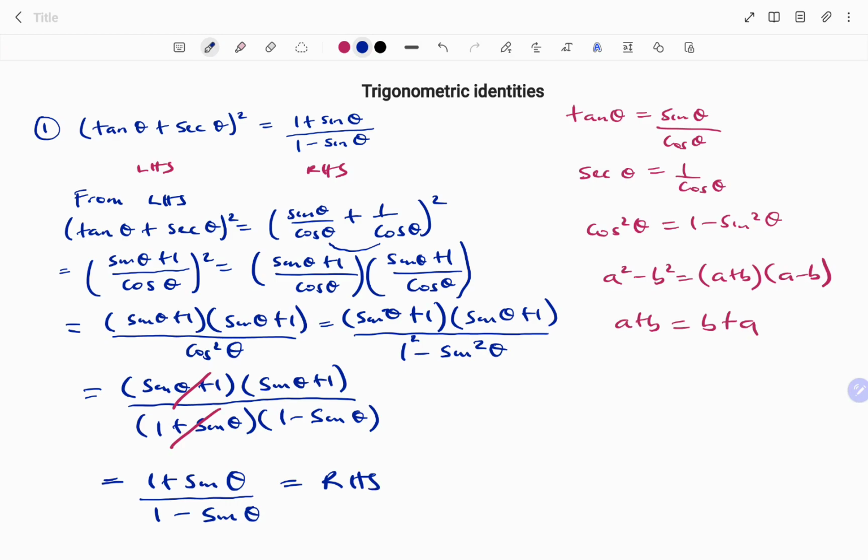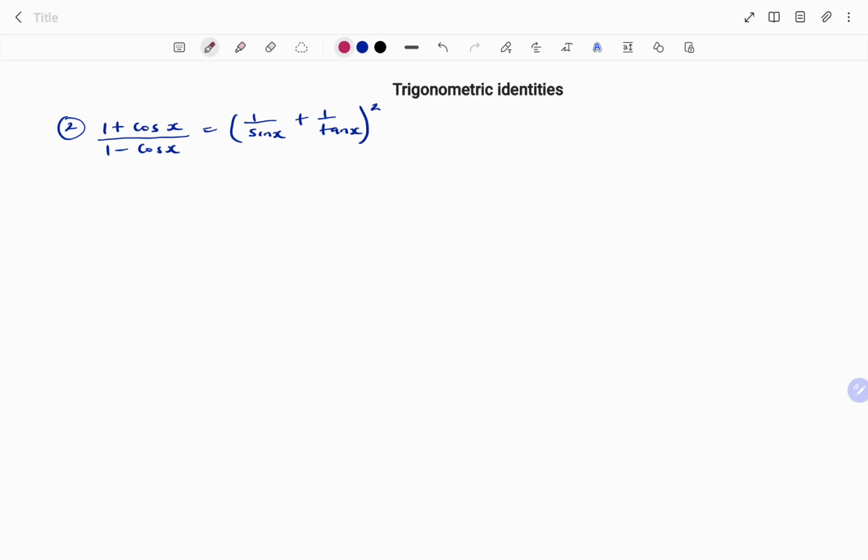Let's look at another example. This is our left-hand side. We have (1 plus cos theta) over (1 minus cos theta). We're using x in this example. And on our right-hand side, we have (1 over sine x plus 1 over tan x) all squared.